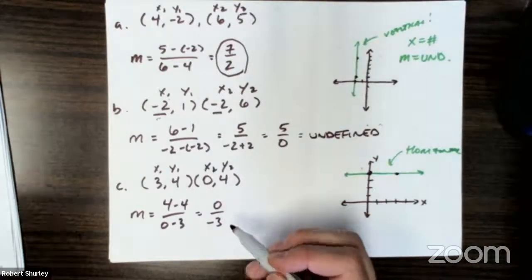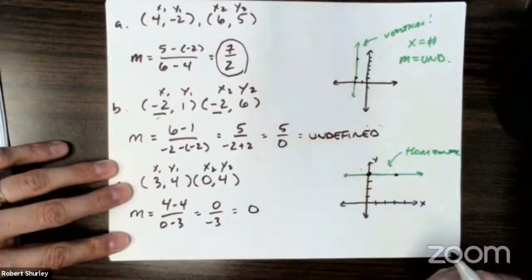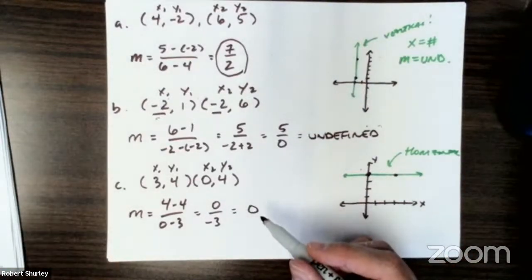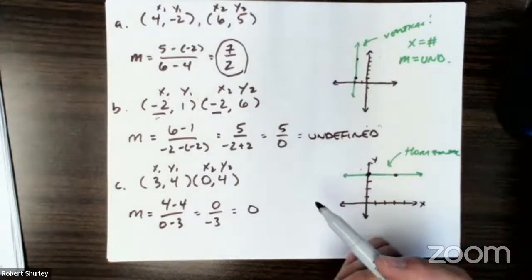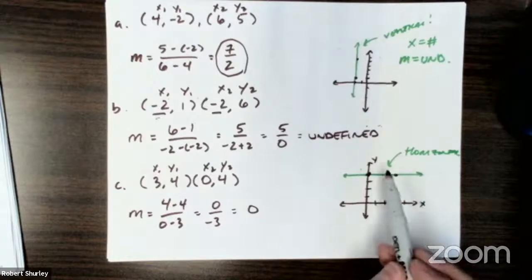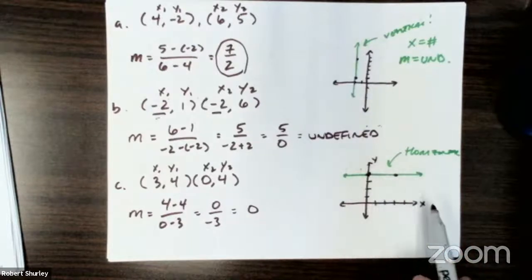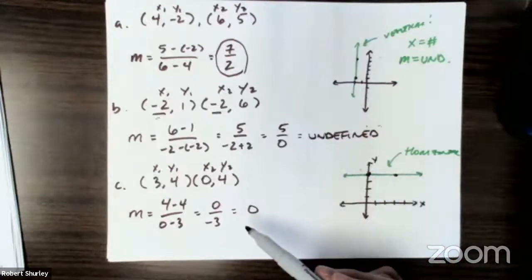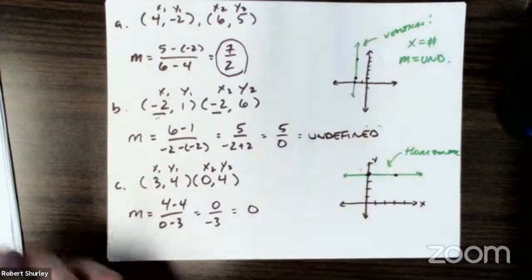So 0 divided by anything is just 0, okay? Which kind of makes sense. Remember, the slope is supposed to tell us the slant of the line or the change in the line. Look, this line is not changing, right? It's not going up and it's not going down. So therefore, it's just flat. I mean, it's flatlined. So therefore, the slope is just going to be 0.